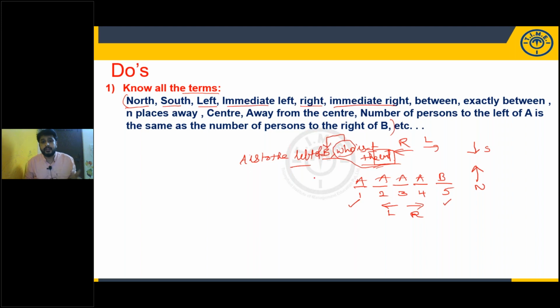You should know the technical terms. When it is mentioned that A is to the immediate left of B instead of left, you have to know that it has to be in an adjacent position. If it is given second to the left, it has to be two places away, there should be one gap. All these technical terms you must know before going to the exam. Otherwise, it will be very difficult for you to crack the prelims.